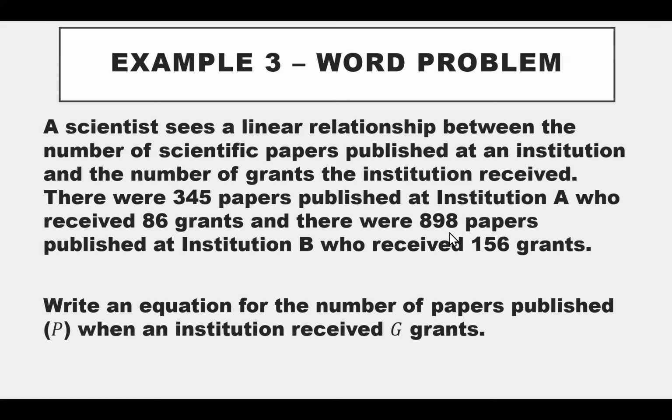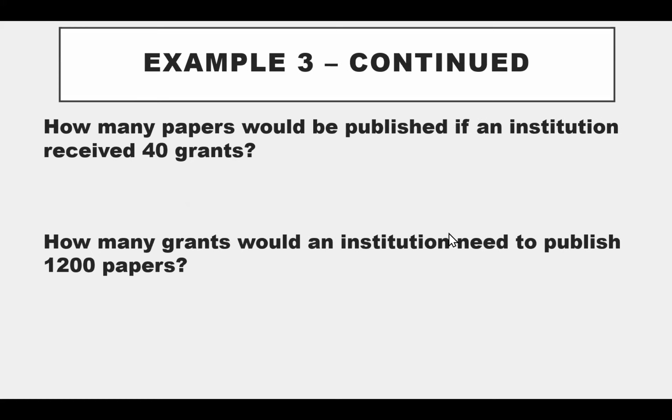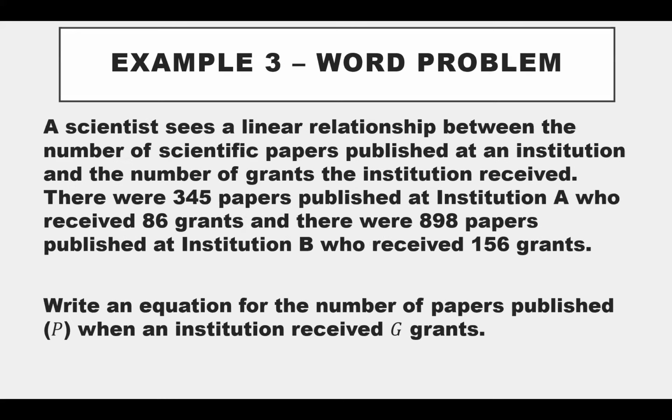Once we do that, we'll also answer these related questions. How many papers would be published if an institution received 40 grants? And then how many grants would an institution need if they wanted to publish 1,200 papers? If you want to push pause on the video and try this on your own, go ahead and do that. In a couple of seconds, I will show you how it's done.